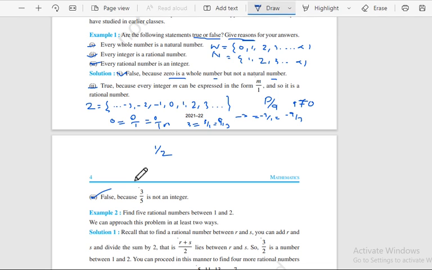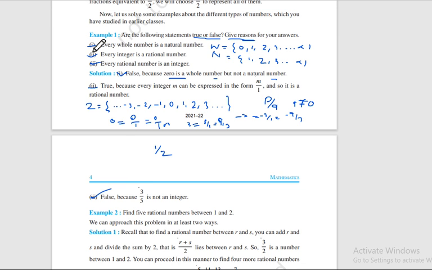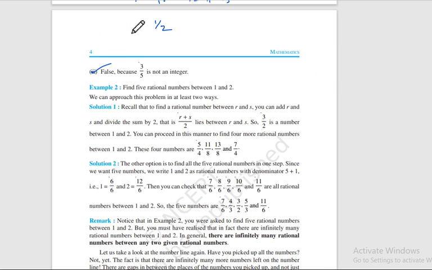So we have done Example 1. Now let us go to Example 2. Find 5 rational numbers between 1 and 2. There are many ways of doing it. Let us discuss a few ways.